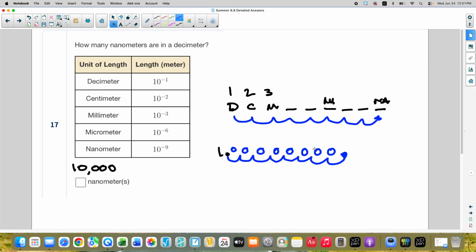And we get 3, we get 100 million nanometers. 100 million is the correct answer. 100 million nanometers, and that is correct. Yeah. Nanos is equal to 1 decimeter.